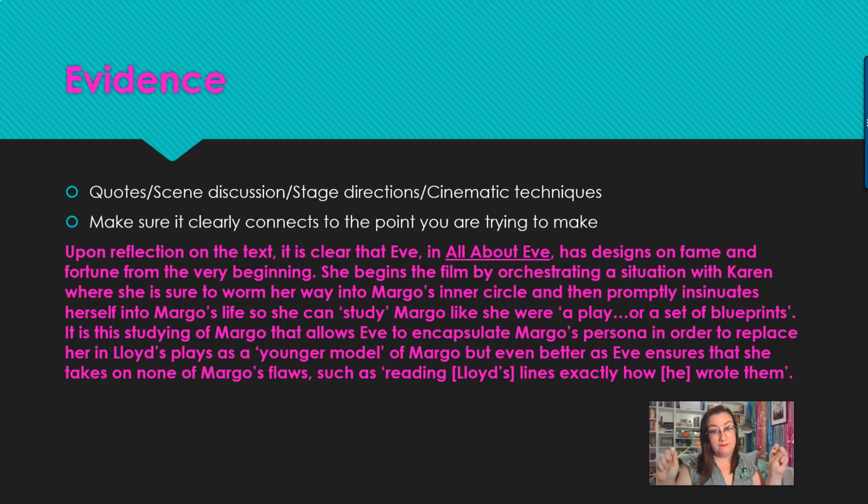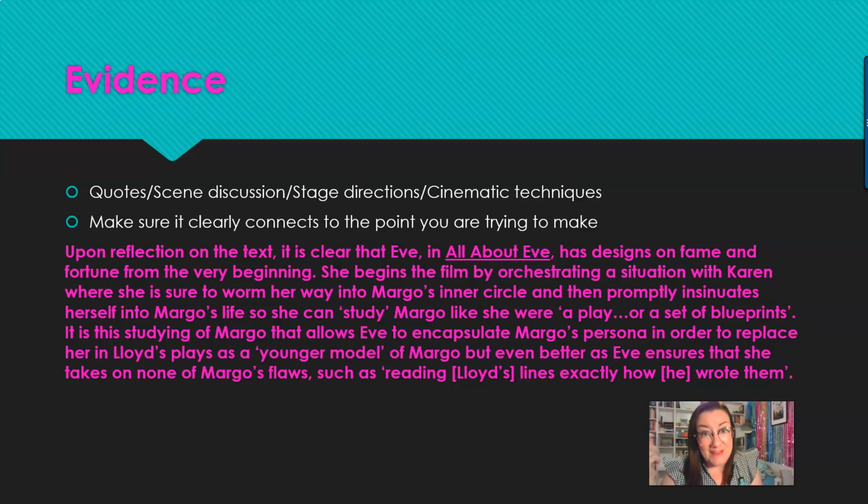Okay, so there's a few things going on here. I'm starting to lay the scene about her being ambitious and how she is doing things to get what she desires. So I'm laying the groundwork there. And then I show how she actually becomes this younger model, which is actually what she desires. She wants to be Margot, doesn't she?